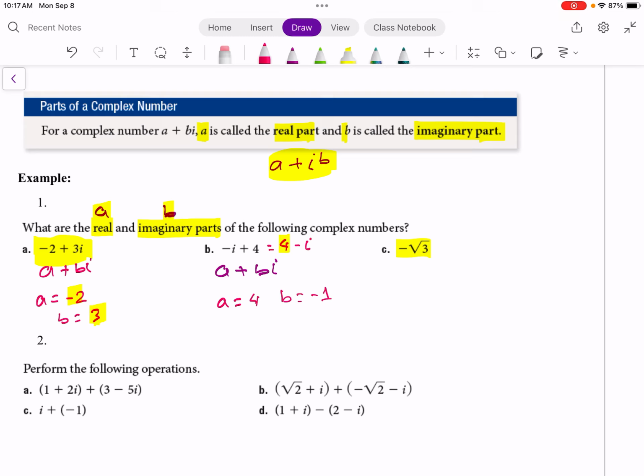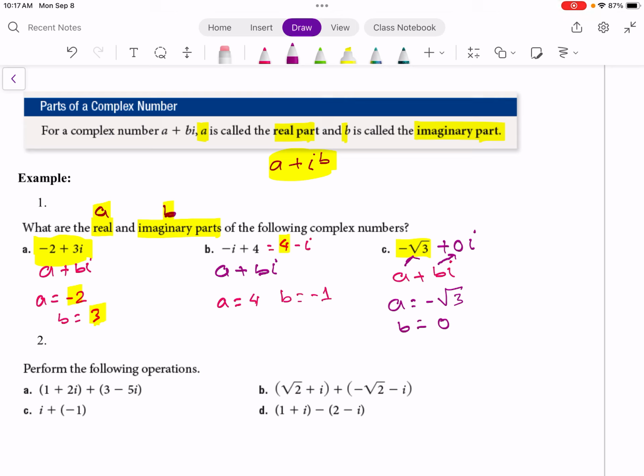Now our target is finding a and b. So what is a for this number? We can always rewrite -√3 as -√3 plus 0i. Do you agree? Right. Now what is a? a is -√3. So this is a, and what is b? b is 0.